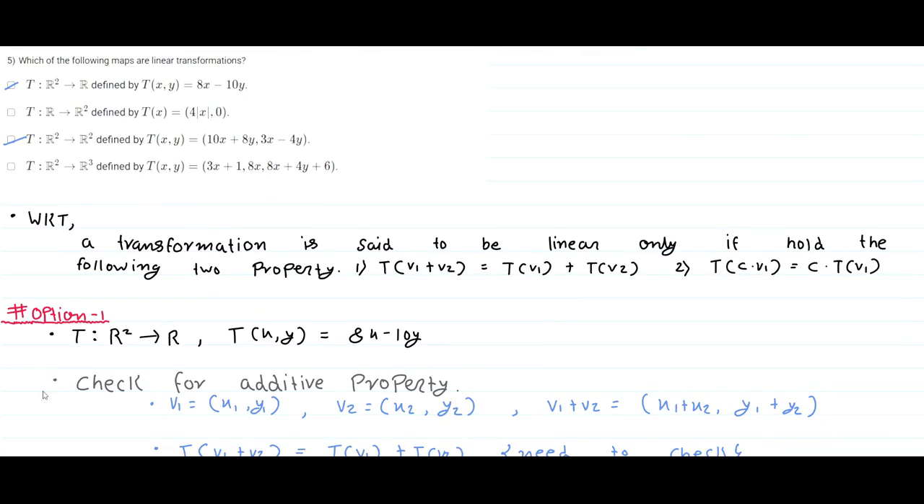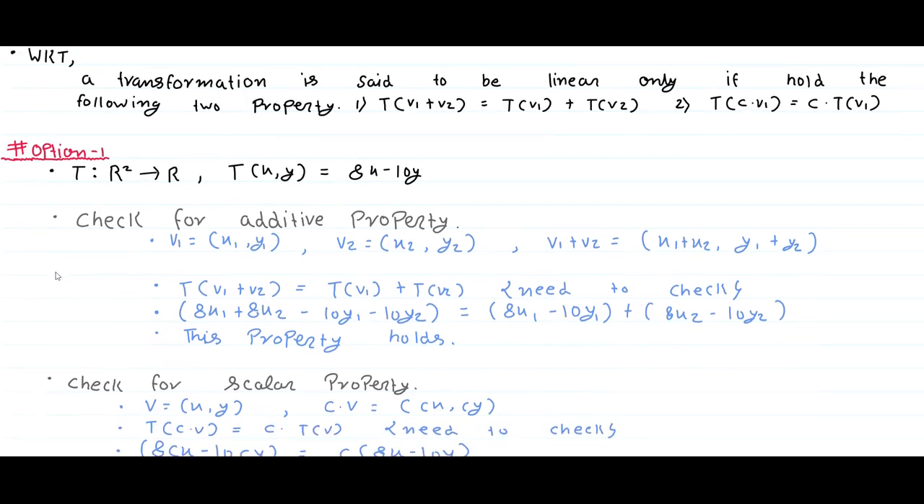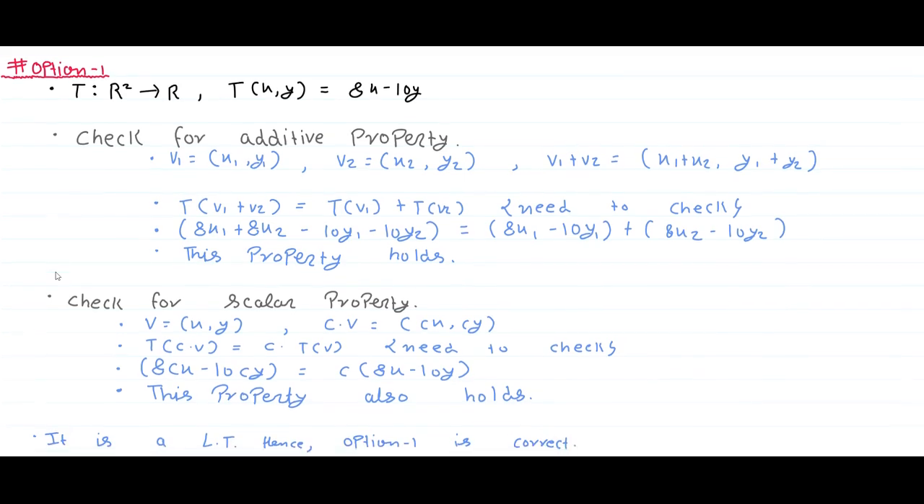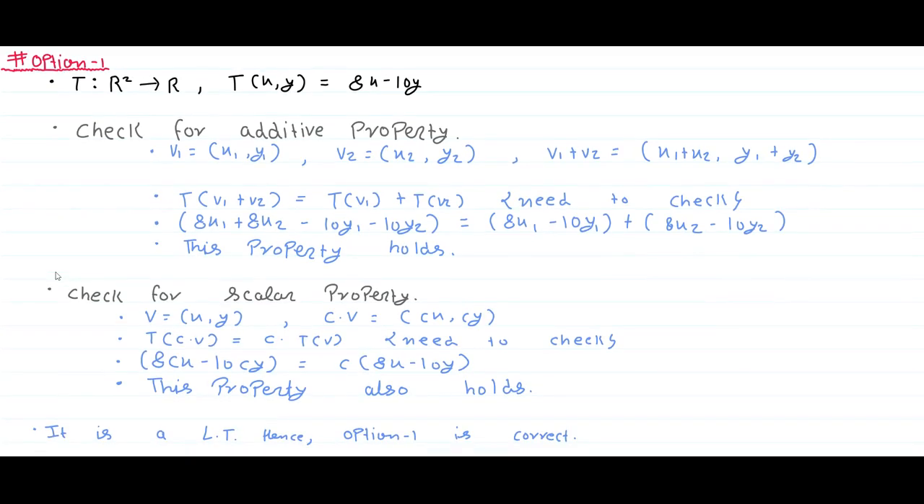We know that a transformation or map is said to be a linear transformation if and only if it holds two properties. The first one is additive closure and the second one is scalar multiplication. Now let us see the first map. T is from R2 to R such that T of (x, y) is 8 times x minus 10 times y. Now let us first check for its additive closure.